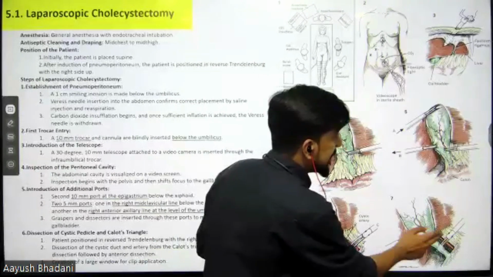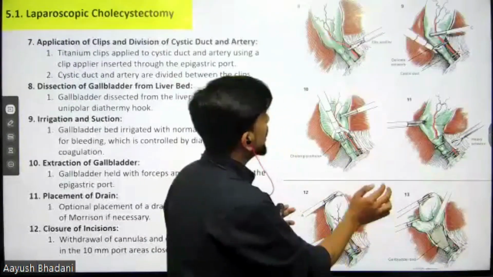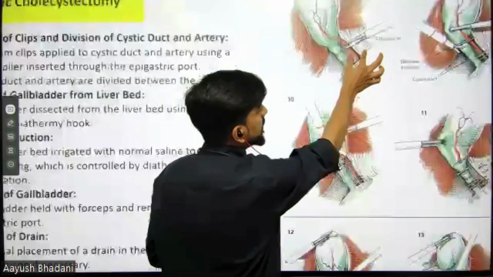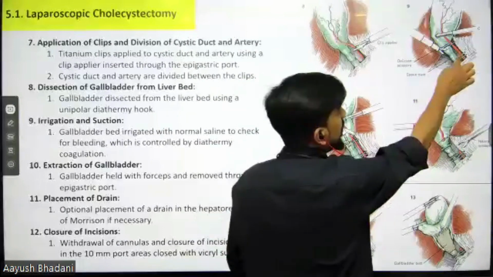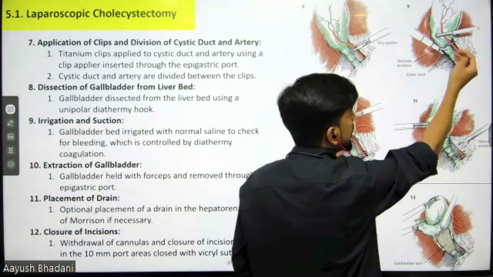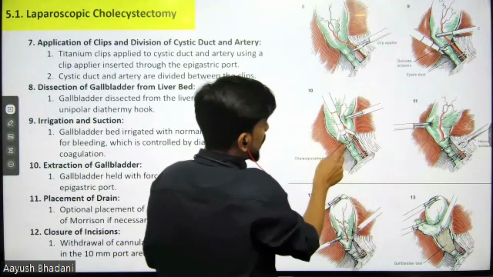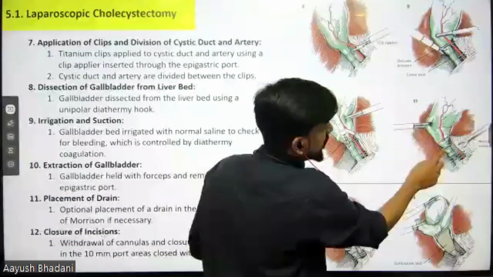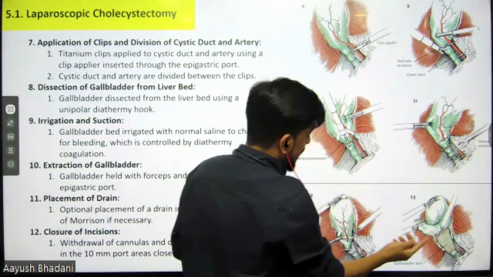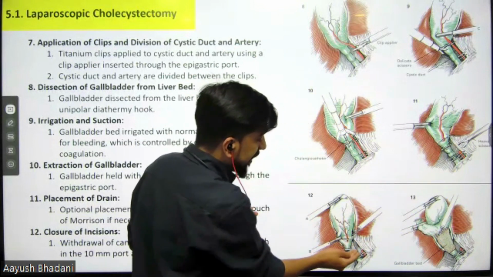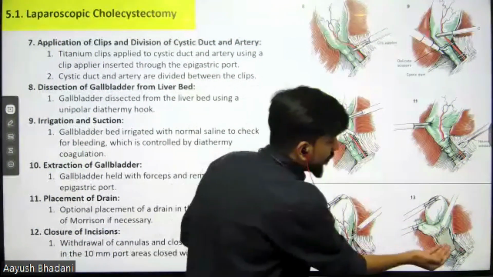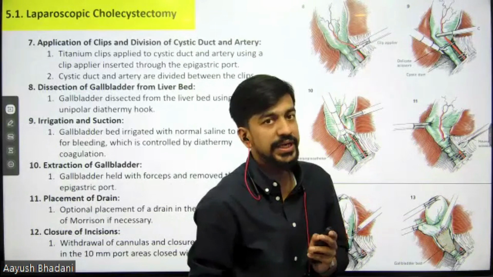Once you have exposed the cystic duct and the cystic artery, you need to go in with a clip applier, apply clips on the cystic artery: 2 proximally, 1 distally. Cut. Again, put 3 clips on the cystic duct, 2 proximally, 1 distally. Cut. You have the gallbladder now separated from the cystic duct and cystic artery. All you need to do is remove this gallbladder from the gallbladder bed or the gallbladder plate.